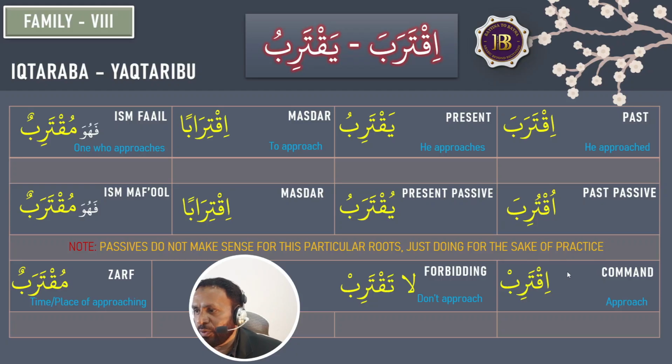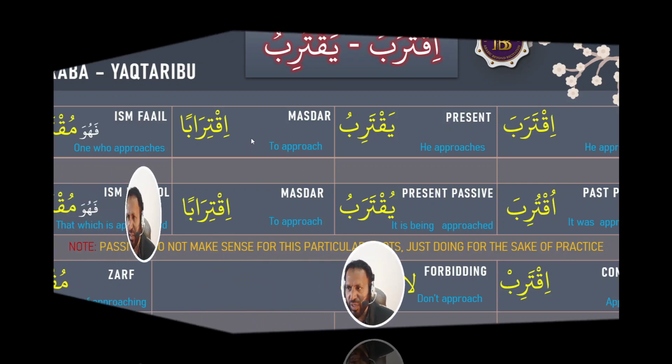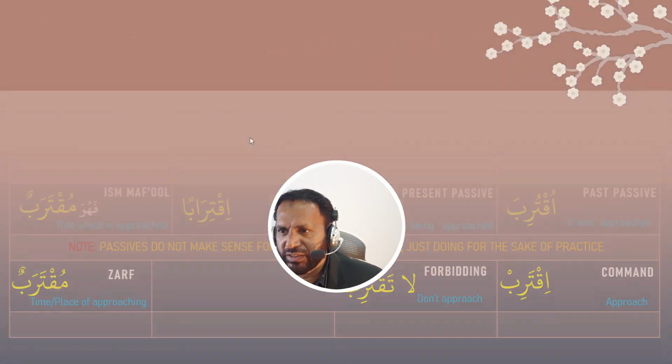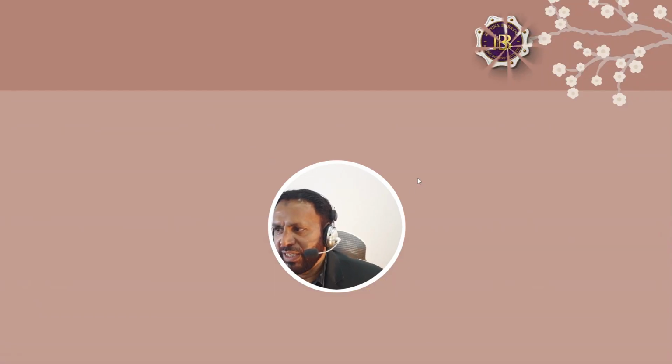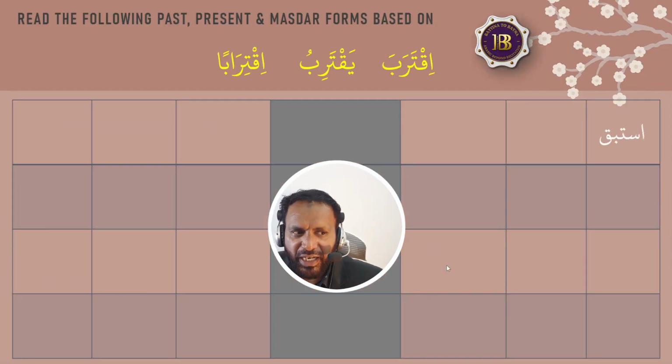Okay, so it was approached. It is written here, it is being approached. To approach. The animation is out of order, but it doesn't make sense. It says it was approached, kind of a thing. So that is your Iktaraba Yaqtaribu family. Let's take a look at the members of this. So it will be Istabaqa, Yastabiqu, Istibaqan. What are the roots here?